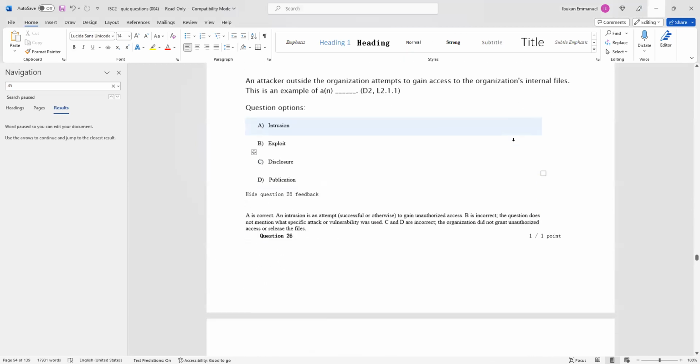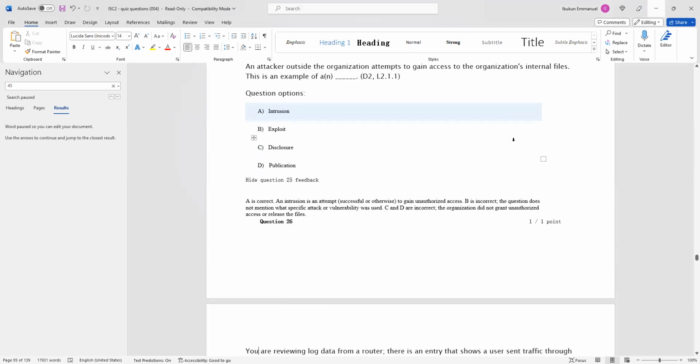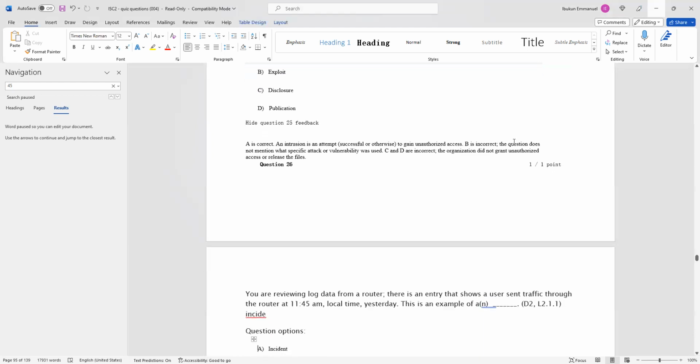Okay. An attacker outside the organization attempts to gain access to the firm's internal files. This is an example of what? It's an example of an intrusion, when they're trying to intrude into an organization.